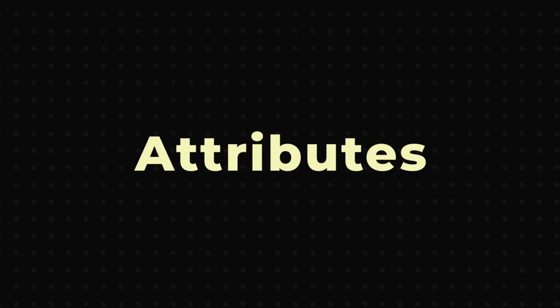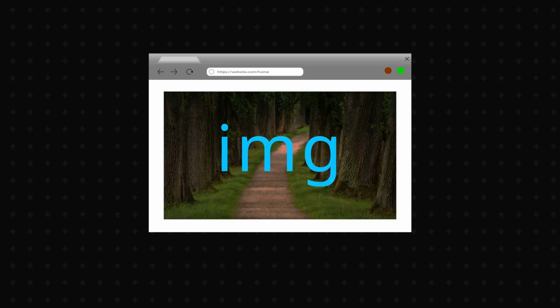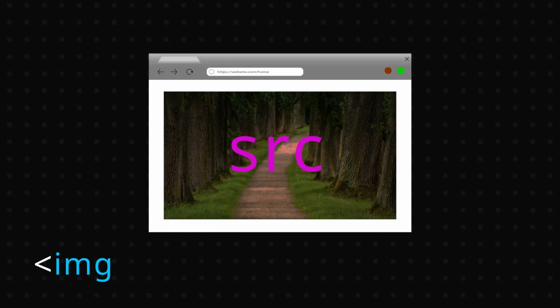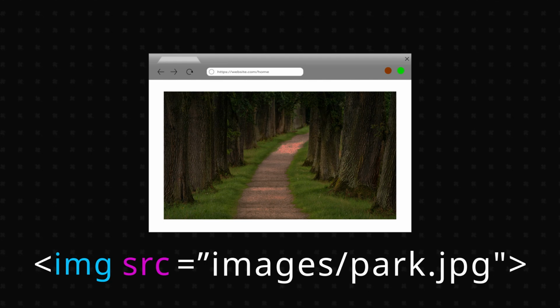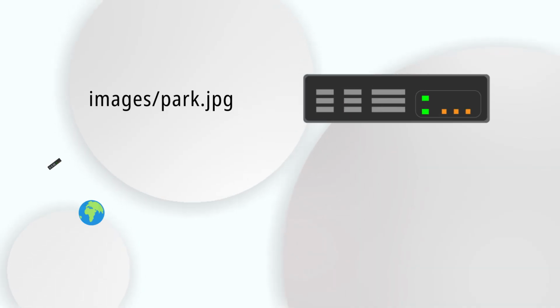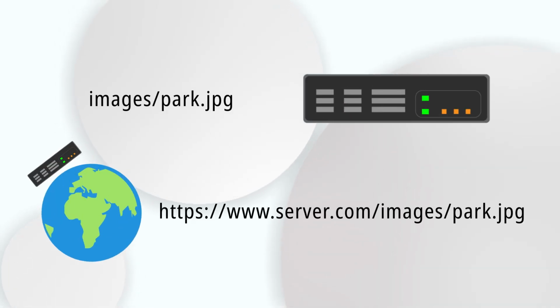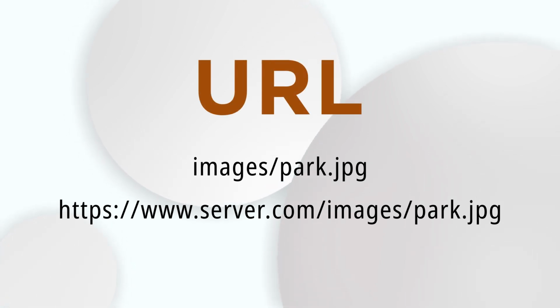Attributes supply extra information to a tag. An image tag needs an src attribute which gives the location of the image file. The image could be in a folder on the server or somewhere else on the internet. This location, or address, is called a URL.